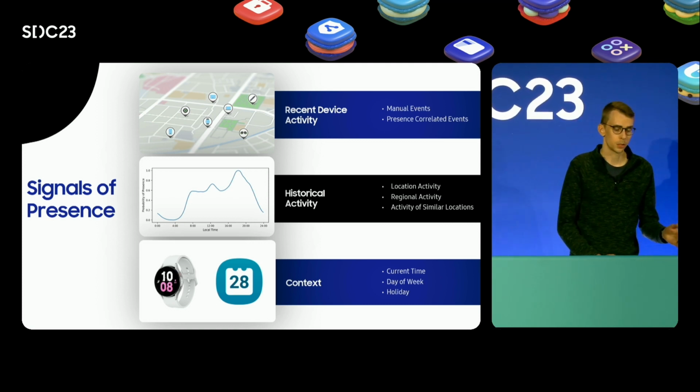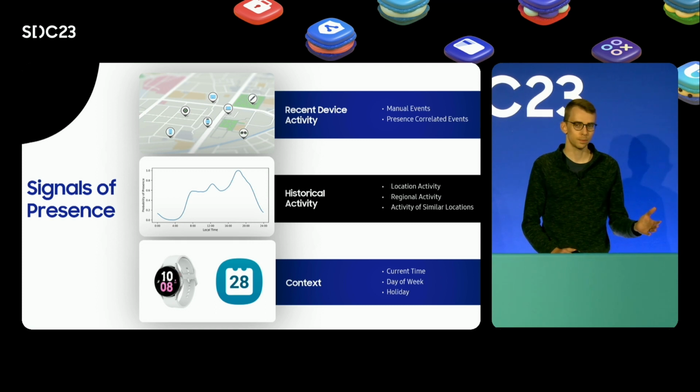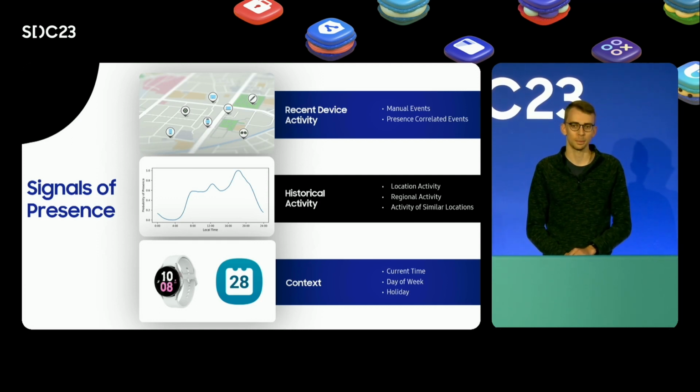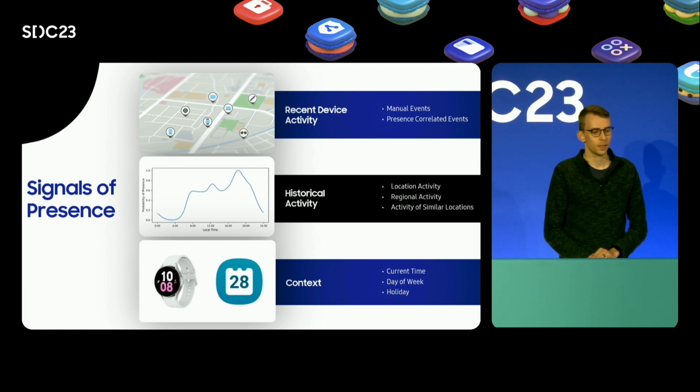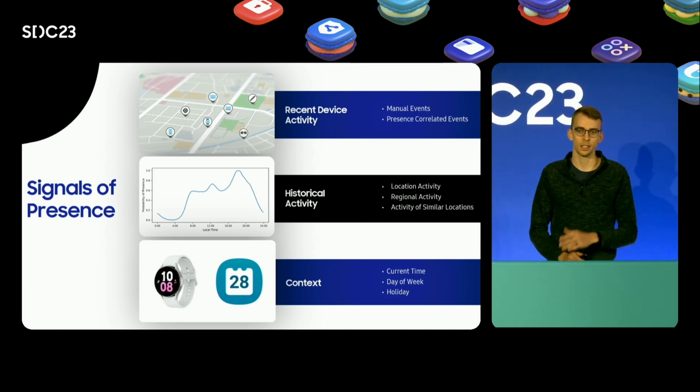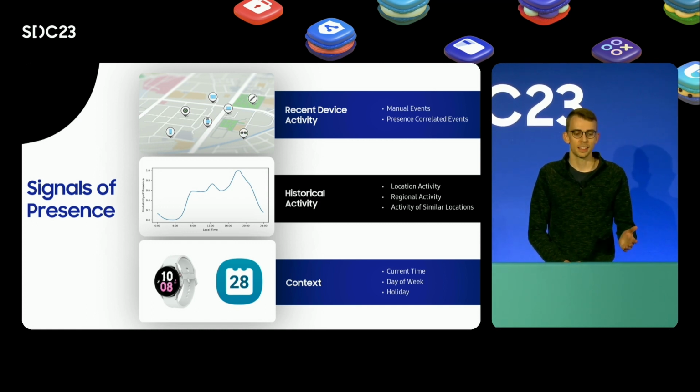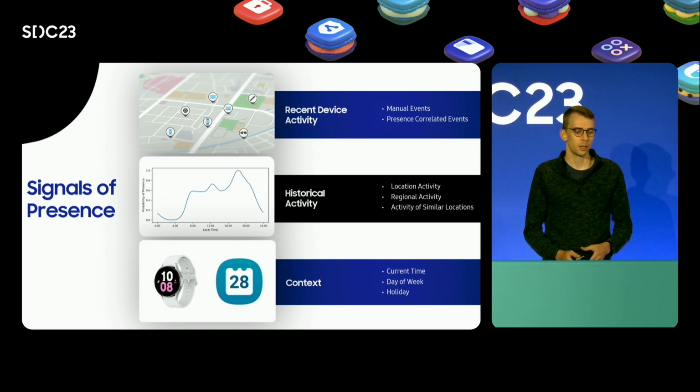Historical activity measures the usage patterns of a user's location, other similar locations, and the general patterns of usage in their region or country. If you live in California, we want the model to predict your location presence differently than if you live in New York. Finally, context takes into account other cues like the day of the week or whether it's a holiday. Users will have much different activity on a workday than a weekend. We combine all these signals, feeding them into our machine learning model to predict whether someone is present at a location at that instant.